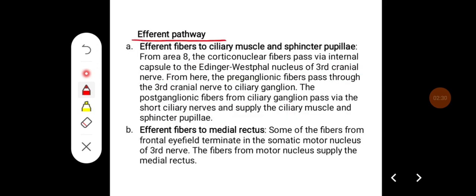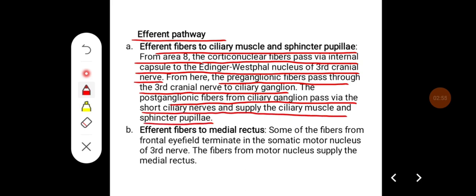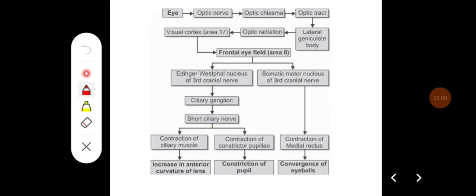Efferent pathways are to the ciliary muscles and sphincter pupillae. From area 8, the corticonuclear fibers pass via the internal capsule to the Edinger Westphal nucleus of the third cranial nerve. From here, preganglionic fibers pass through the third cranial nerve to the ciliary ganglia. The postganglionic fibers from the ciliary ganglion pass via short ciliary nerves and supply the ciliary muscles and sphincter pupillae. There will also be efferents to the medial rectus. Some of the fibers from the frontal eye field terminate in the somatic motor nucleus of the third nerve. The fibers from the motor nucleus supply the medial rectus.